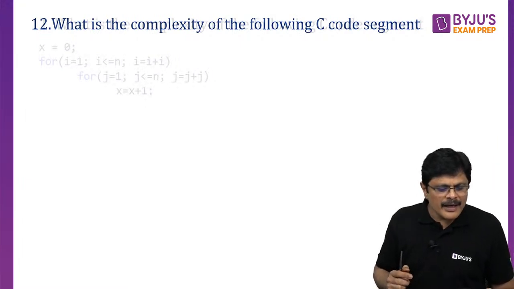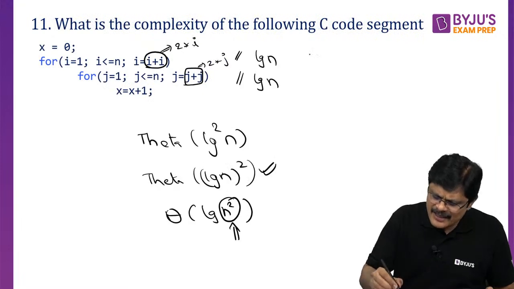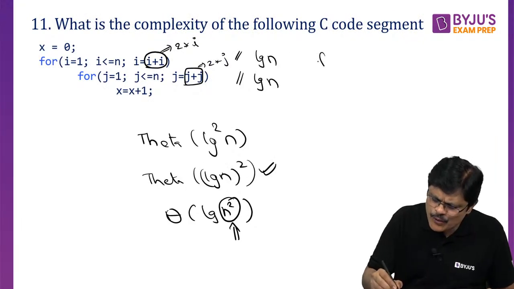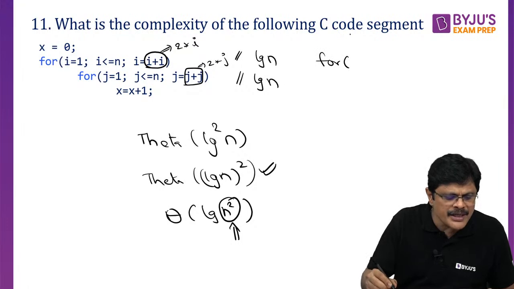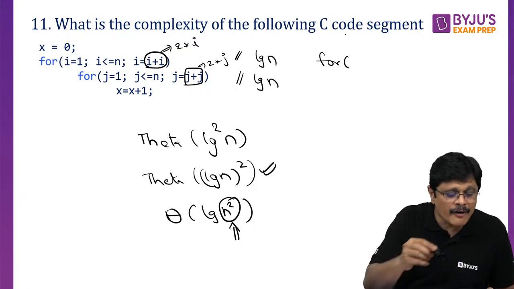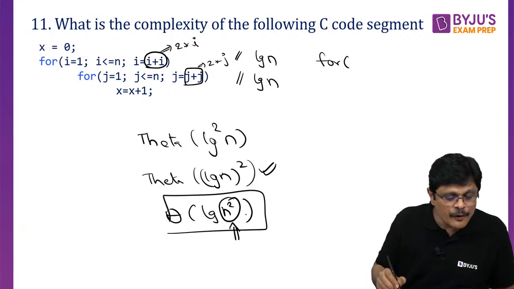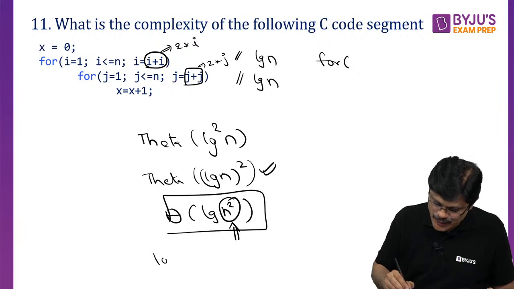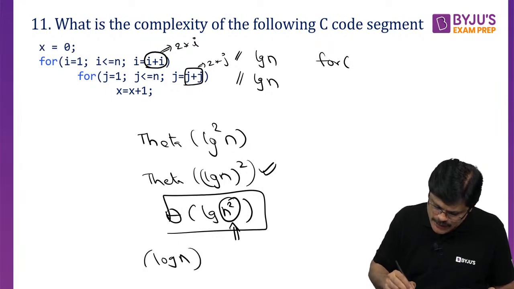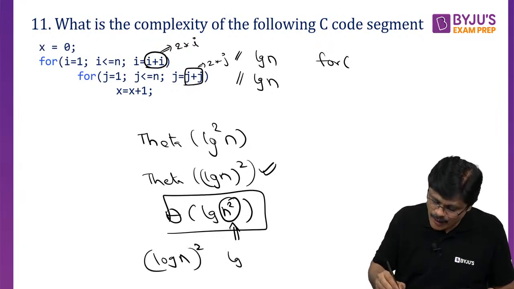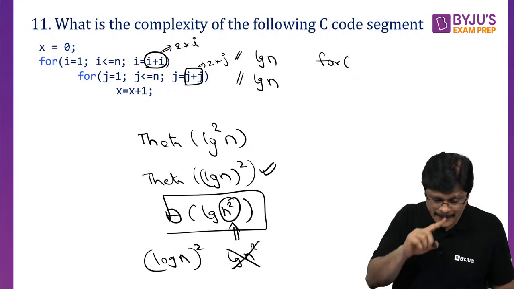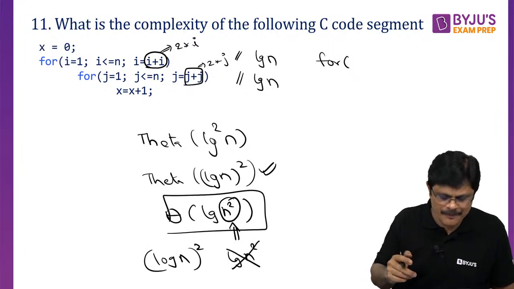Wonderful. 11th problem, my dear friends, this is the same 2 into I. You just need to say, correct? Log n square is wrong. If you write log n square, this is the meaning. You should write log n whole square, but log n square you cannot write. If it is a printing mistake, no problem.